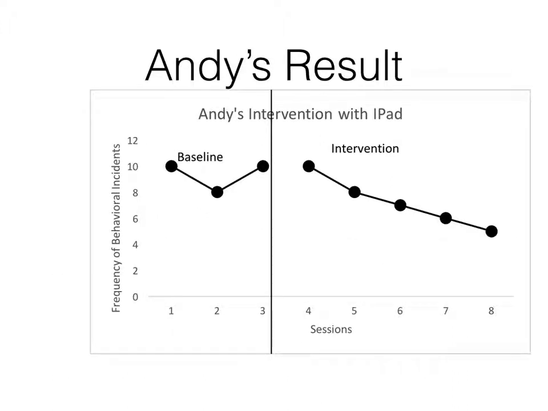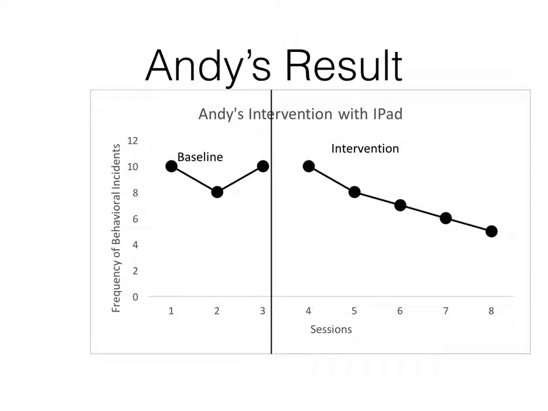So first we're going to look at Andy's results. If you look at this chart, you'll see we have frequency of behavior incidents and per the number of sessions. First 3 days was the baseline data. Day 1, he had 10 incidents. Day 2, he had 8 incidents. Day 3, he had 10 incidents.